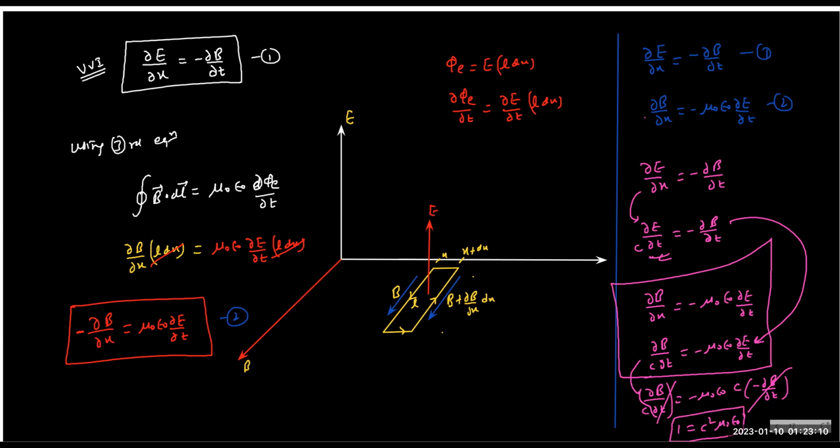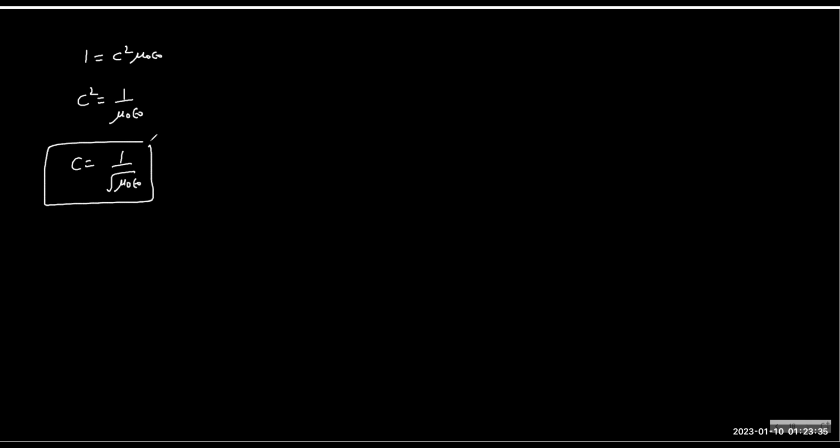So this is the simple proof. 1 equals to C square mu naught epsilon naught, so C is 1 over root of mu naught epsilon naught. The second thing I have to prove is E equals to CB, right? So for that, I will take the help of the equation of traveling wave.